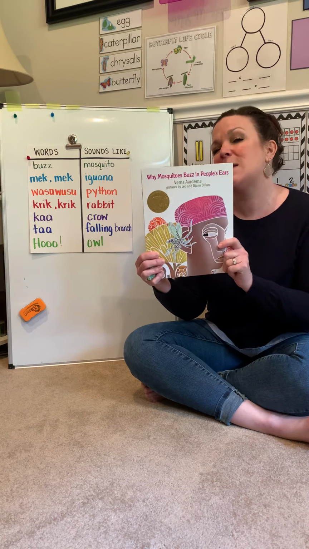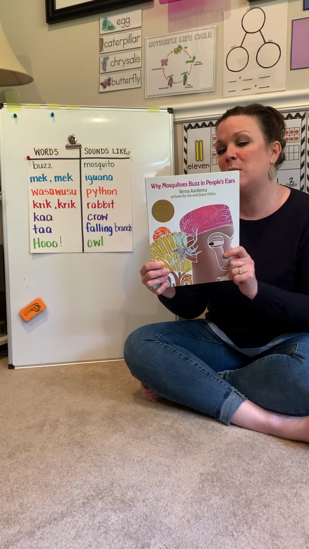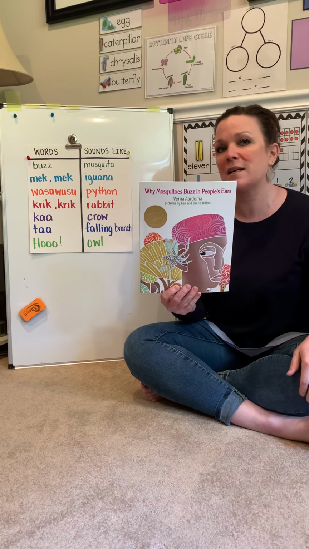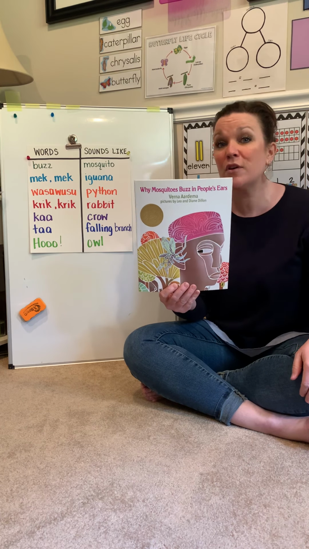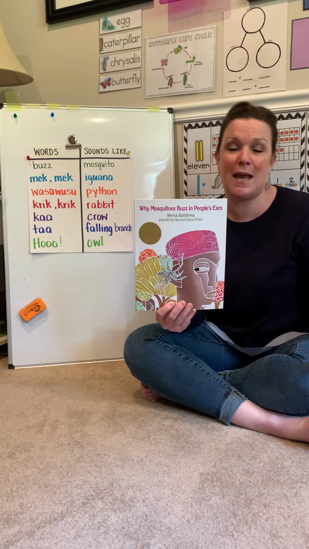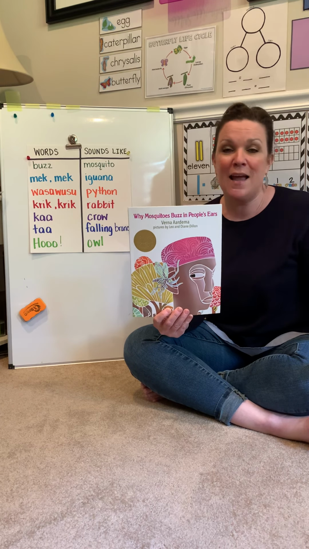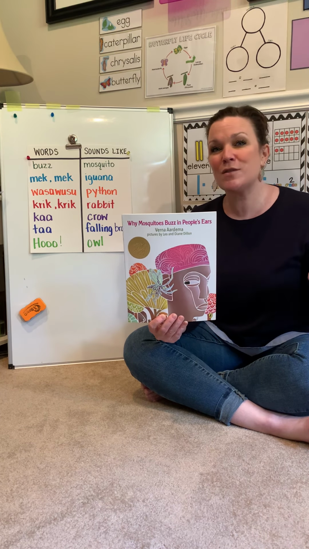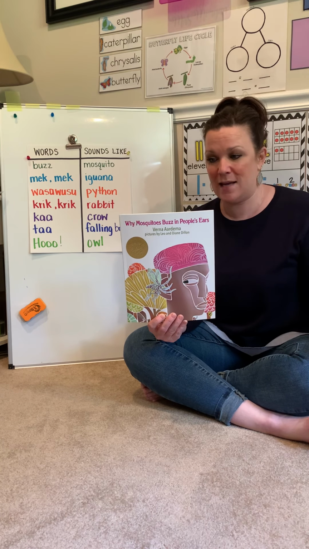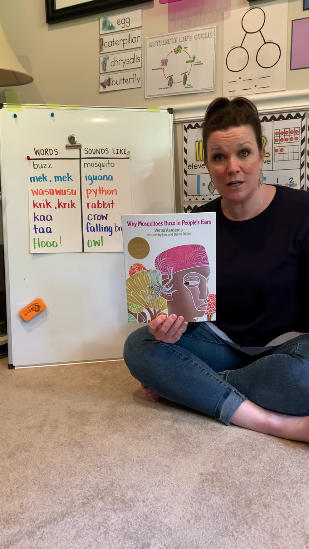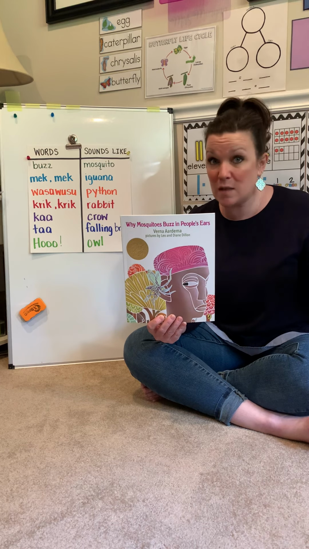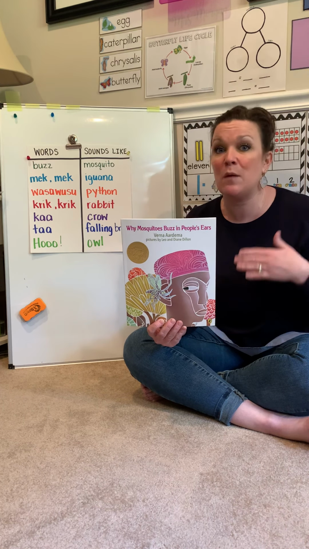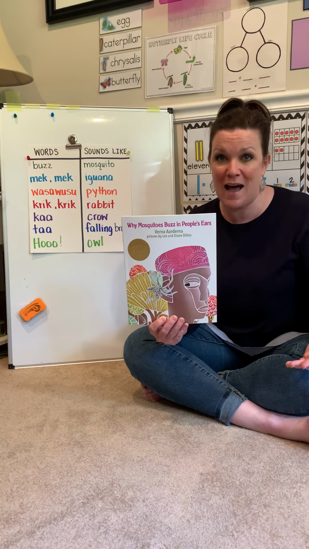So let's keep thinking about what we learned from this book. Was it a storybook or an informational text? You're right, it was a storybook. Those animals were talking, and so we know that it was a make-believe story. What did this story tell us as we read it? And what did we learn? Well, it told us about mosquitoes, why they buzz in people's ears, and we learned why that happened.